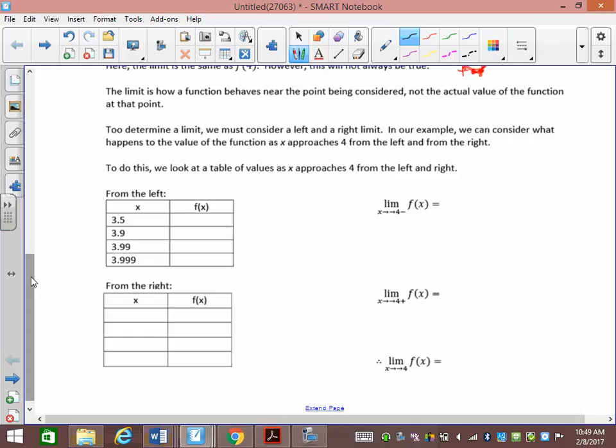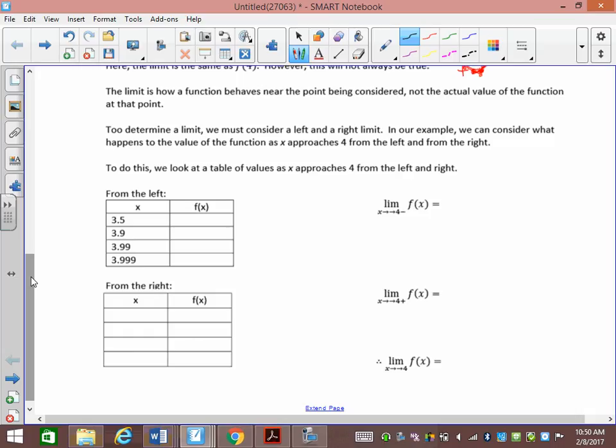So if I pick from the left as I'm approaching 4, I'm going to get closer and closer to 4. Okay? So if I start off at 3.5, I'm kind of close to 4. 3.9, I'm getting closer to 4 from the left. 3.99, I'm getting quite close to 4. 3.999, I'm getting quite close to 4. I could go 3.9999999 forever and see what the value is.